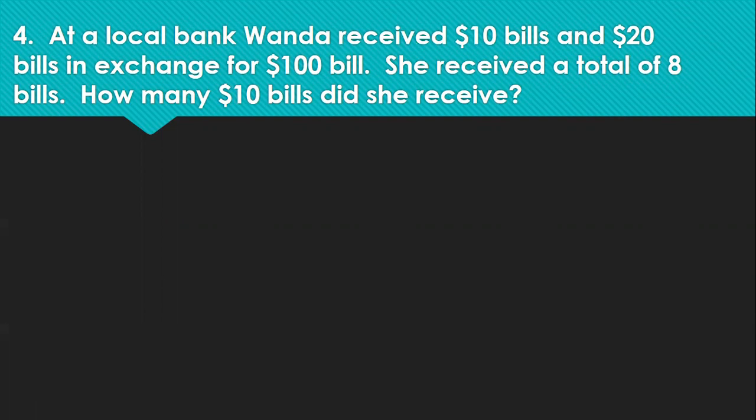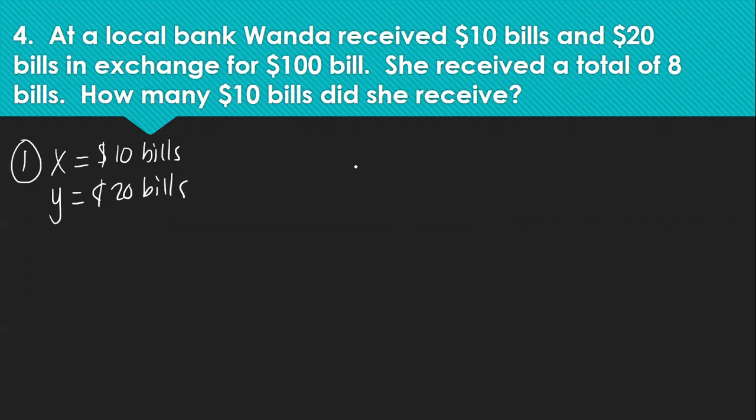Okay, so step 1 tells us to identify our variables. So what is going to be X and what is going to be Y? What's our X? $10 bills. Our Y would be the $20 bills. Okay.